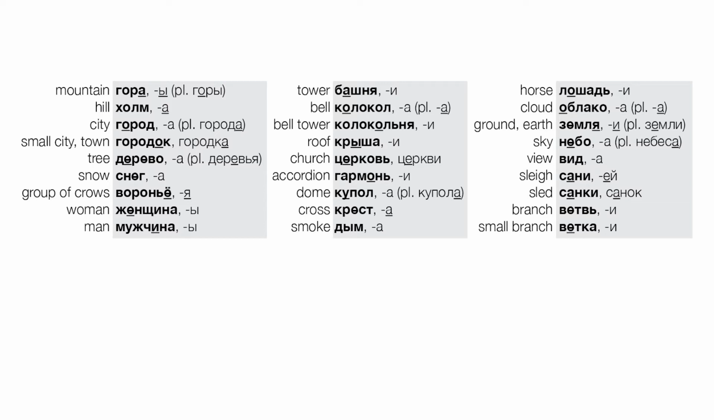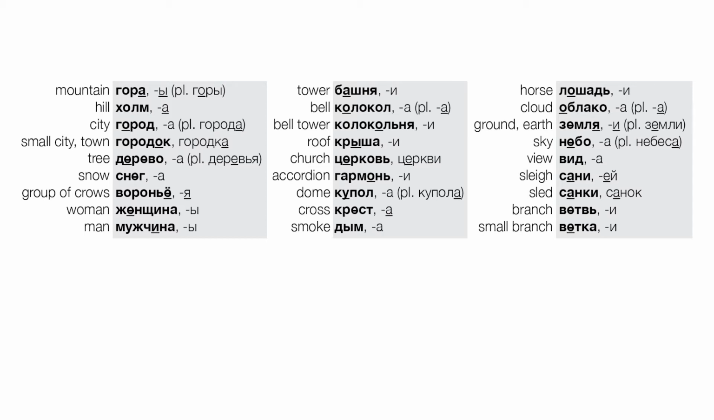Zemlya, that's a soft feminine, of course. The plural is zemli. That's a rather predictable stress shift, actually, but I gave it here just for the heck of it. Nebo, hard neuter. Plural, nebesa, again, an irregular plural. Vid, hard masculine.